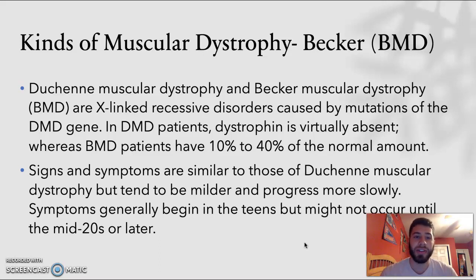So they're pretty similar, but they're different in the fact that BMD patients do have some dystrophin in the muscle cells. The signs and symptoms are pretty much the same as DMD, but they tend to be milder and progress much slower. Symptoms generally begin in the teens, but they might not occur until the mid 20s or later. And we'll get into the symptoms of muscular dystrophy in a little bit.